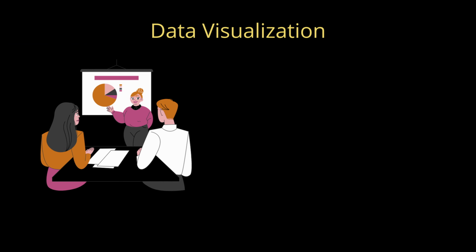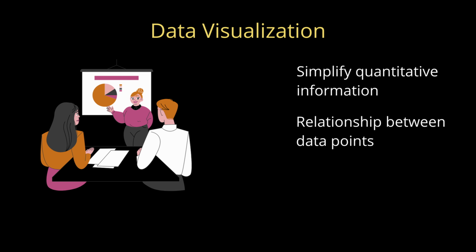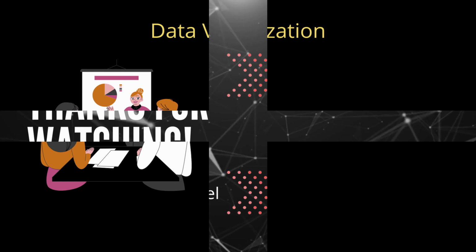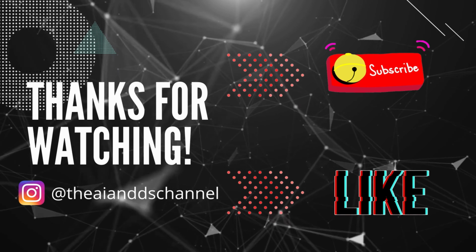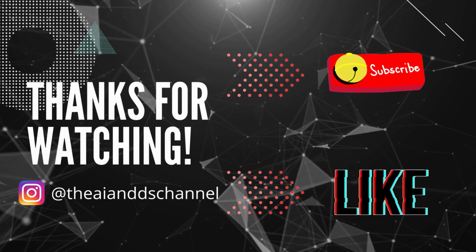Data visualizations help to simplify the quantitative information through visual representation and show the relationship between data points and variables. It also helps to establish the trends in the data. At this point, we answer the business problem that we have formulated at the beginning of the data analytics process and how the machine learning model can return value to the organization. That brings us to the end of this video. Hope you got an understanding about the different steps involved in the data analytics process.